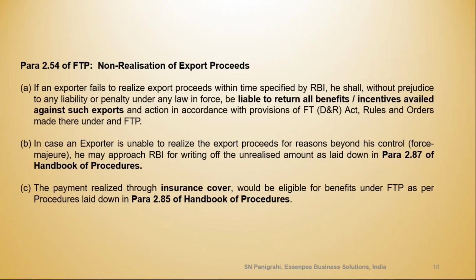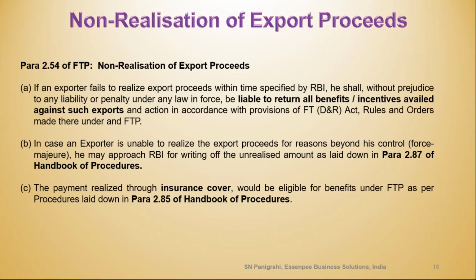Now, non-realization of export proceeds. What is that? Already we told that extension is there. A 6 months extension they will give first. Then, based on the credibility and credentials of the customer with valid reasons, another 6 months may be given. But if it goes above 1 year, there is a caution, and that is where you have to be very careful, unless proper solid reasons are there for not getting the realization. Otherwise there is liability to return all benefits and incentives that you have taken for the export.